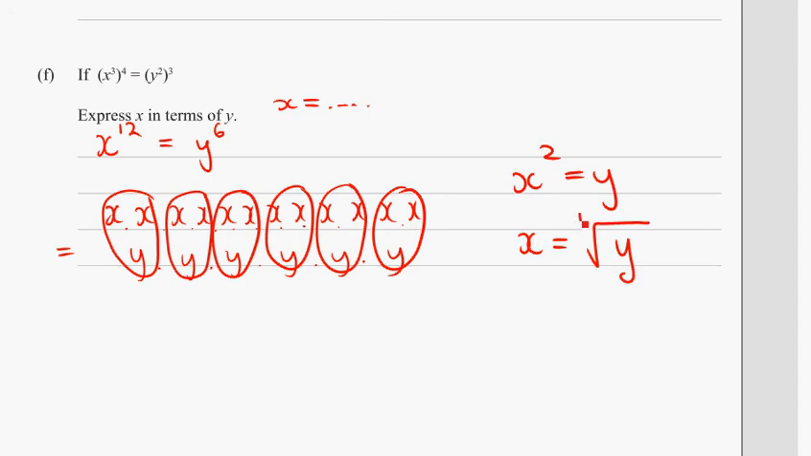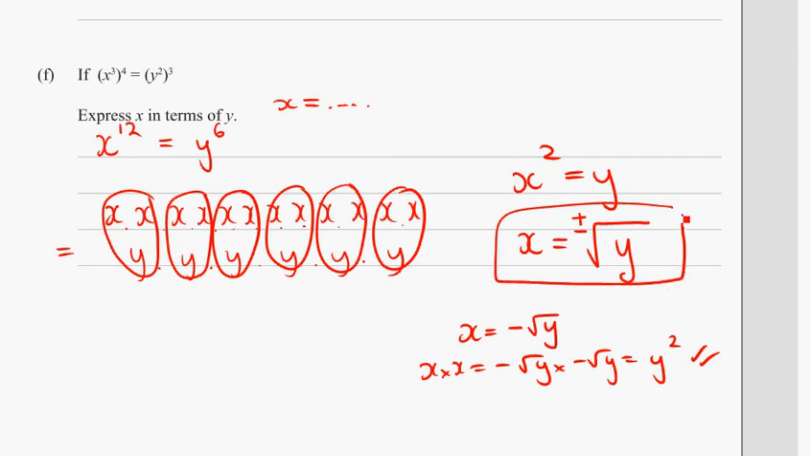We'd need to consider positive and negative values, especially the fact that they're all an even number of power. We'll just check if x equaled the negative square root of y, then x times x would equal y, which is okay. So yes, I think the full correct answer would be x is the square root of y, but there is a positive and a negative.